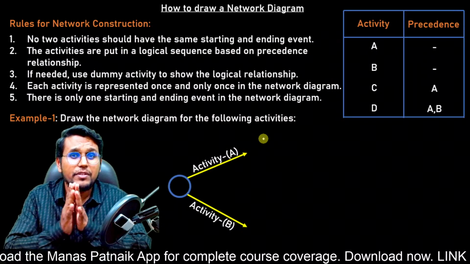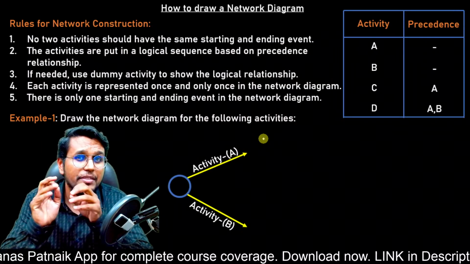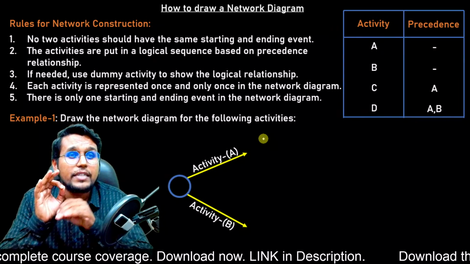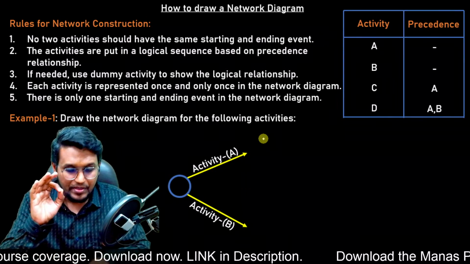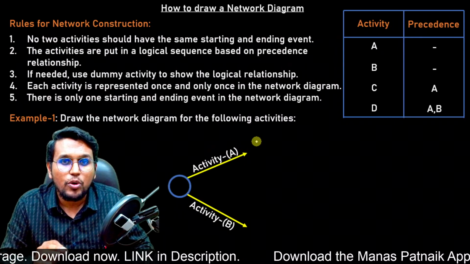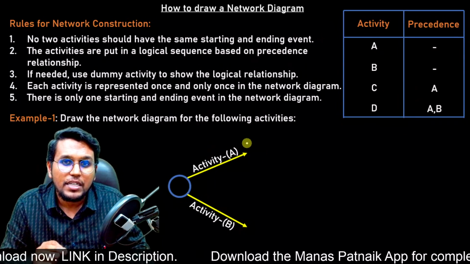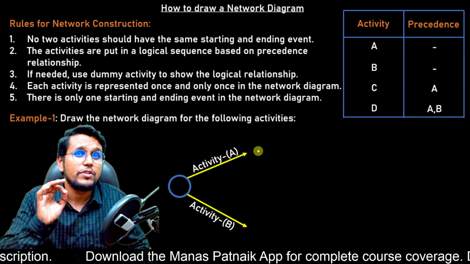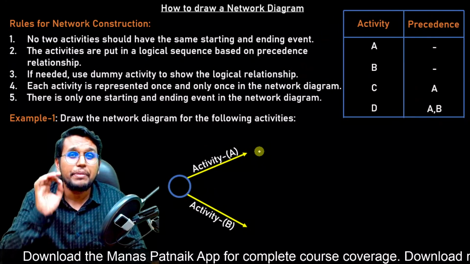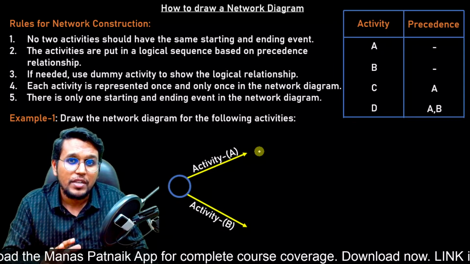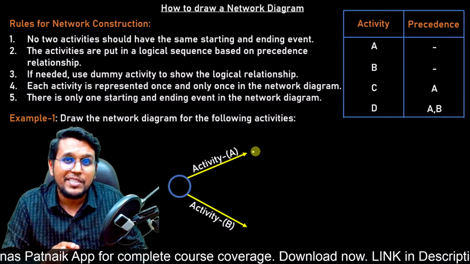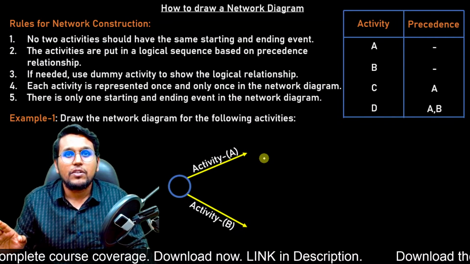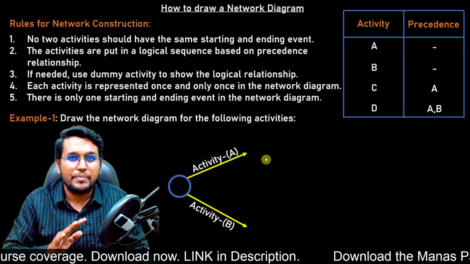Now you must have observed one thing. Before moving ahead, let me discuss this point because this is very important. When I have drawn activity A and activity B, I have not drawn the end event. Both the arrows are open and I have not drawn the end event. This is the biggest mistake that students do. As soon as they draw the activity, they draw the end event. Never ever do that. If you do that, you'll fall in a trap.